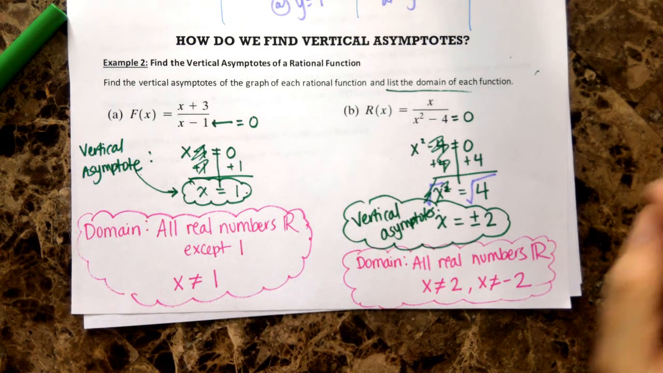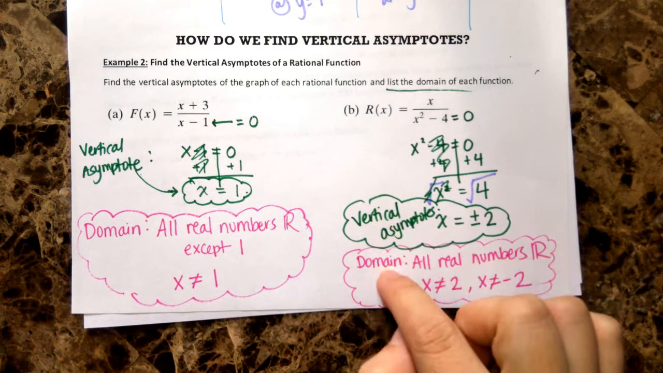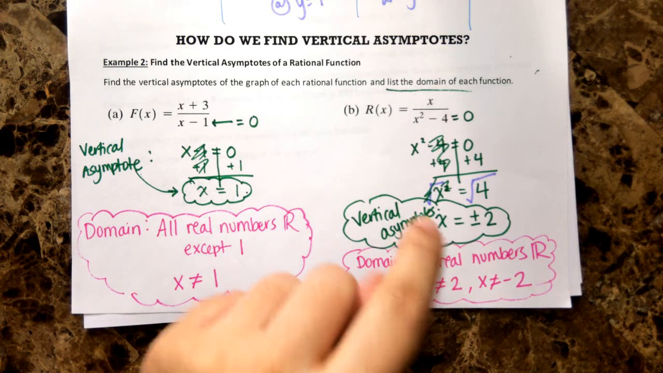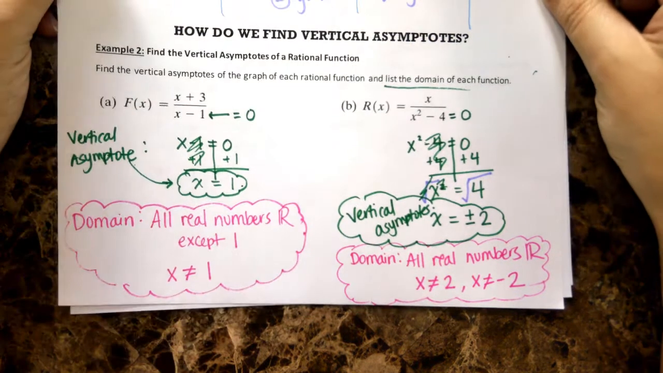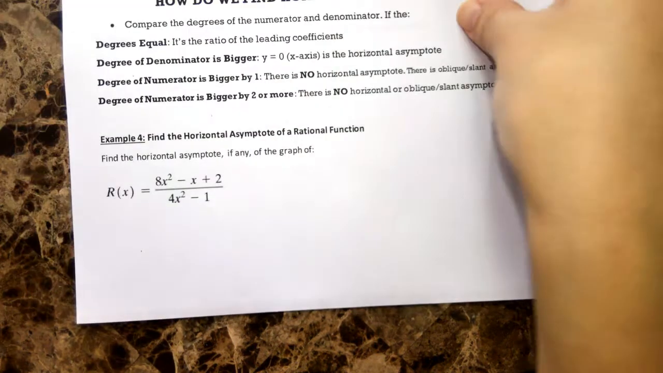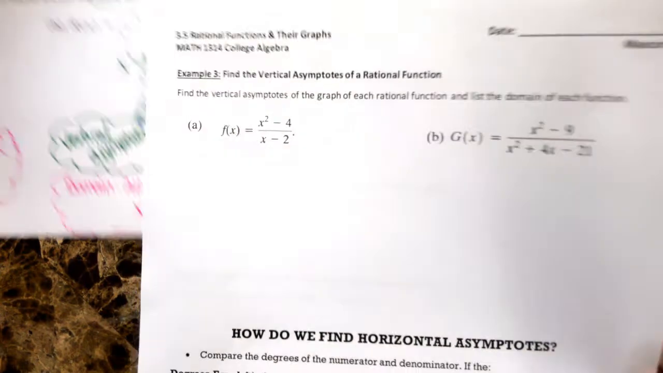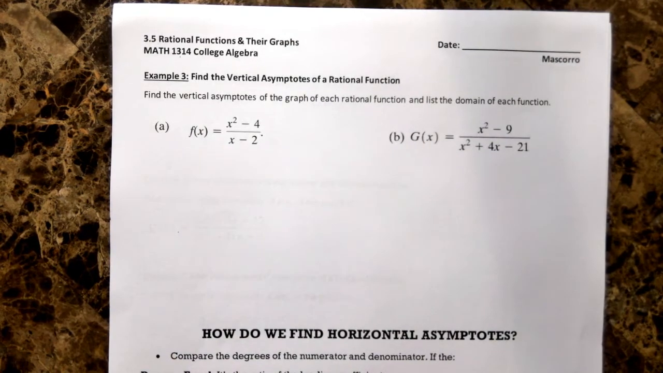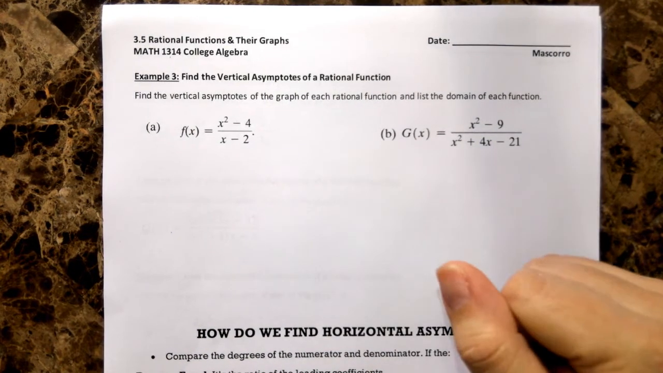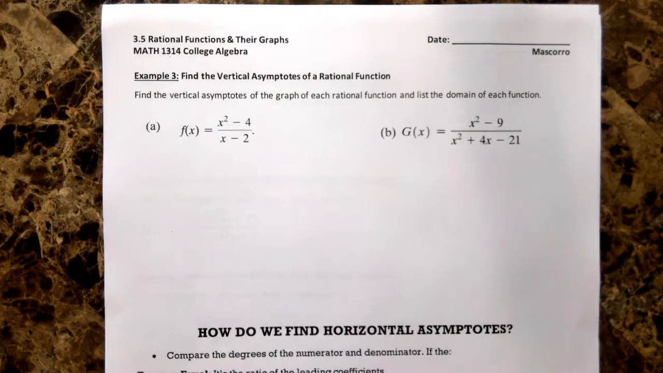Okay. So these are very similar, just be careful to make sure you understand what each of these means so that you don't confuse them with the other. All right, two more examples on vertical asymptotes, and then we'll move on to the next type of asymptote. All right, example number 3, once again, just find the vertical asymptotes of each graph and also list the domain of each function. Okay, so that's exactly what I'm going to do.